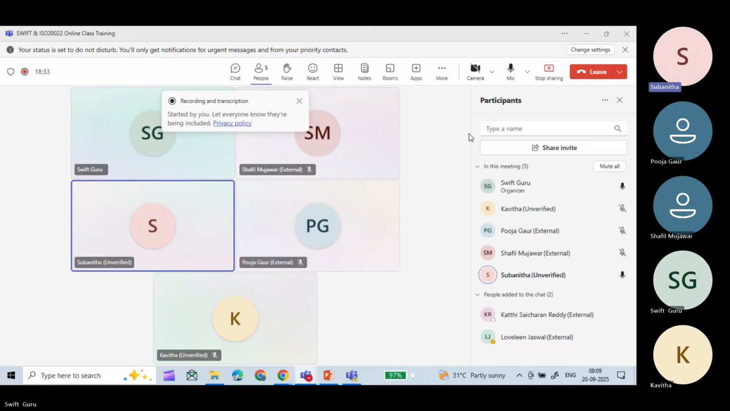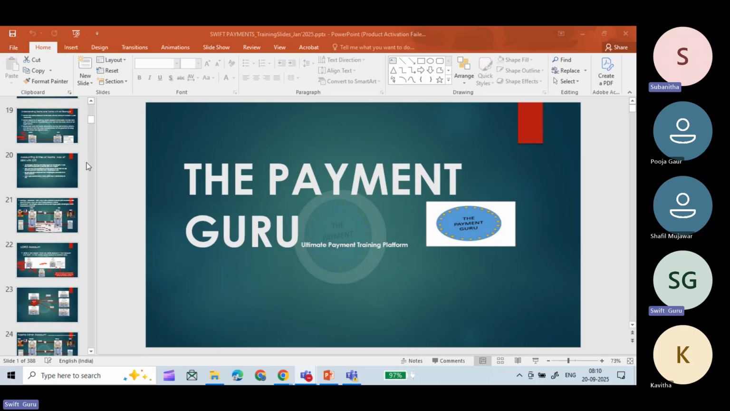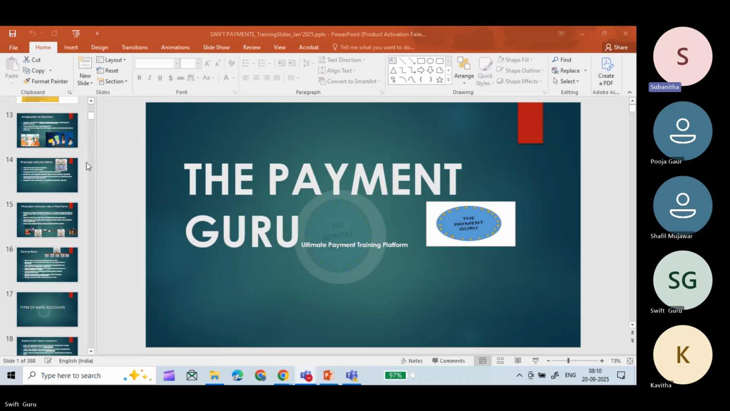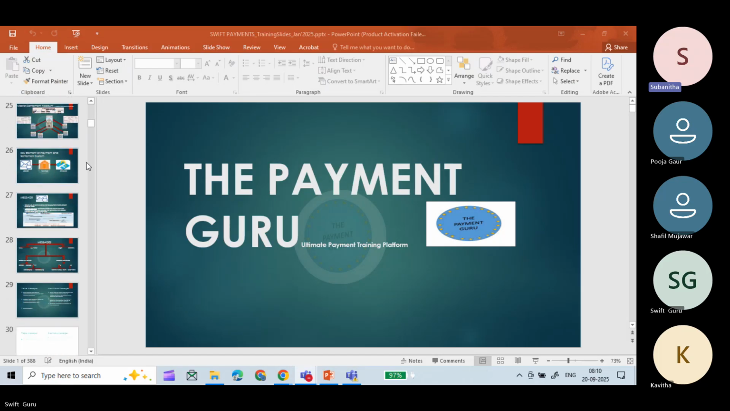Yeah, so I'm Subhanita and I'm from Bangalore. I'm currently working in Finastra as a product manager, working on payments, European payments especially, BACS and SEPA. And now I'm also planning to expand my career to Swift. So in order to get an elaborate learning about Swift, I have joined this course.